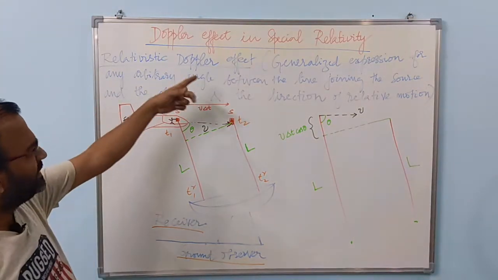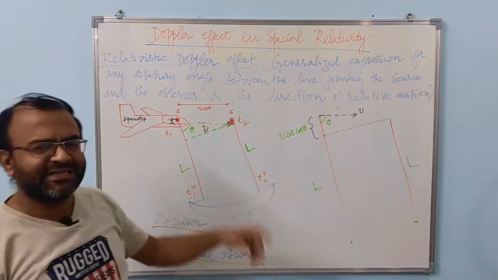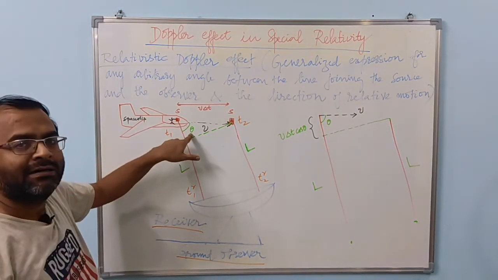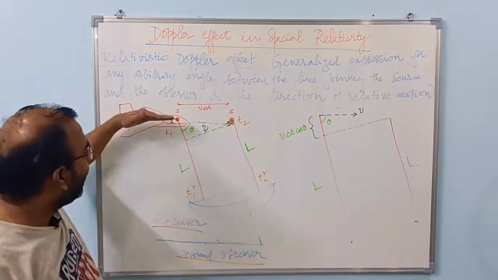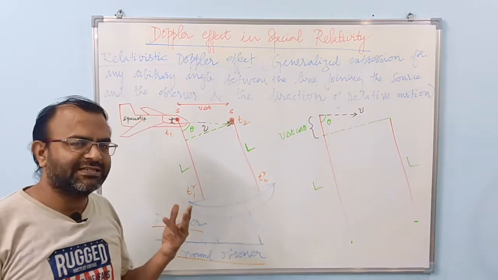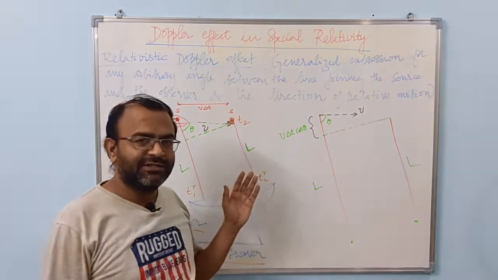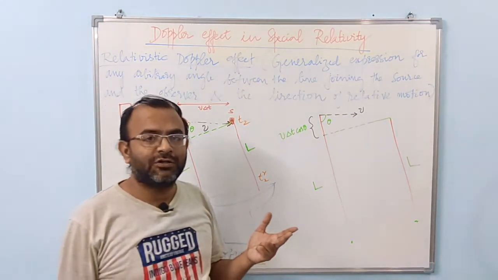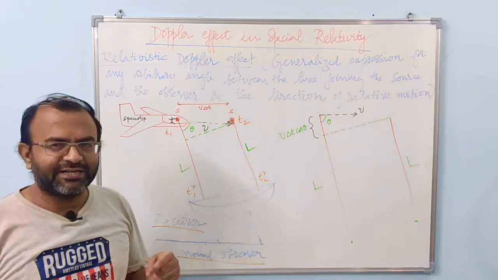Now we will proceed to discuss the relativistic Doppler effect, or Doppler effect in light, by deriving a generalized expression for any arbitrary angle theta between the line joining the source and the observer and the direction of motion. Because in the previous cases we discussed three cases: one is the transverse Doppler effect, where the angle theta happens to be 90 degrees, and then two cases in the longitudinal Doppler effect, where the angles were 0 degrees and 180 degrees for the recession case and the approach case.